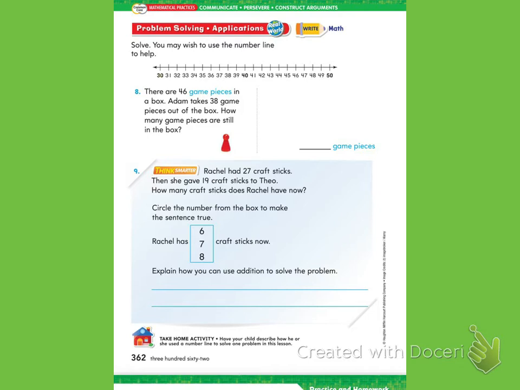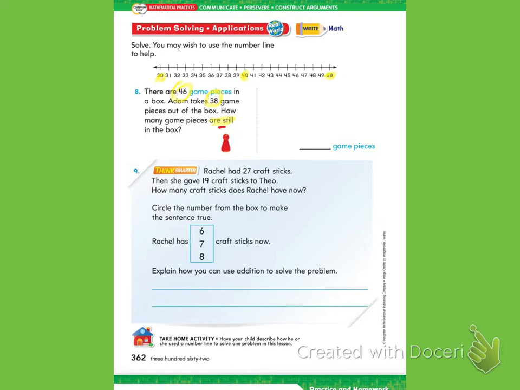So we're going to highlight those multiples of 10. And our question says that there are 46 game pieces in a box. Adam takes 38 game pieces out of the box. How many game pieces are still in the box? When you see "are still" or "are left," those are usually keywords to subtract.